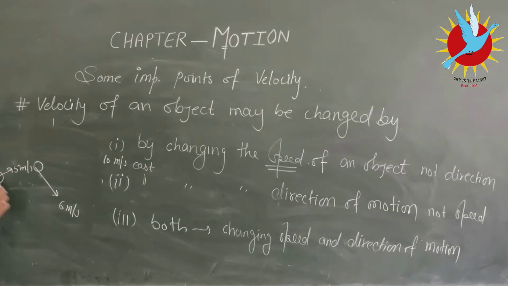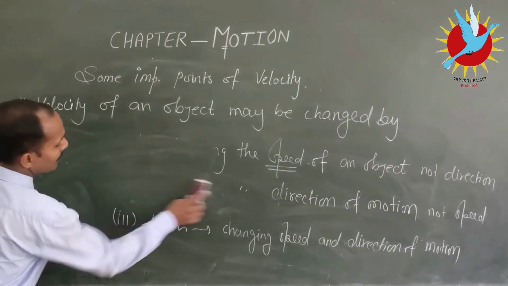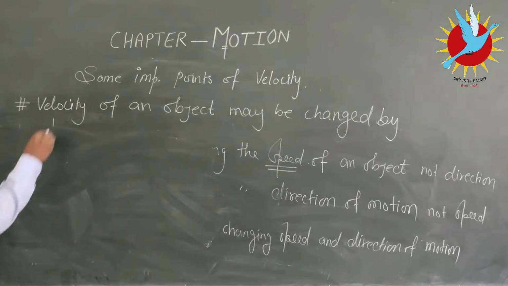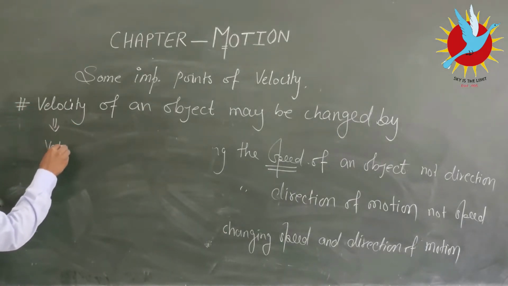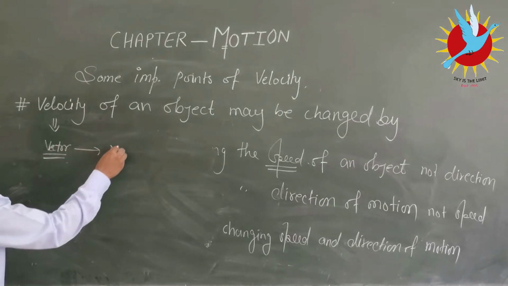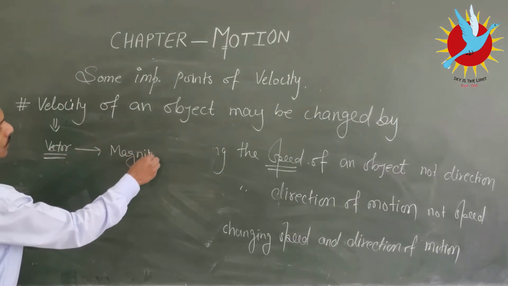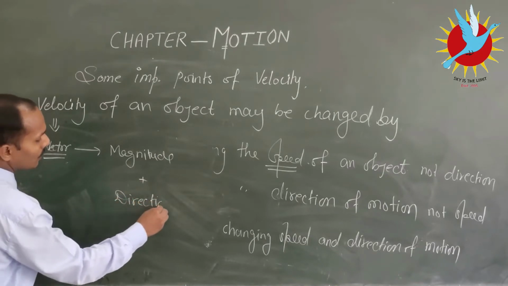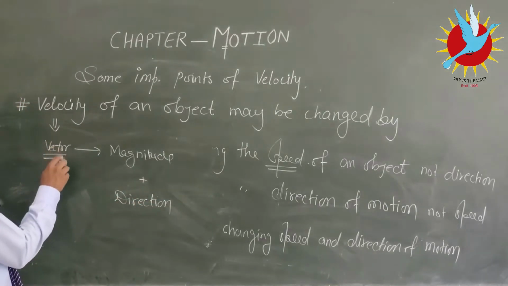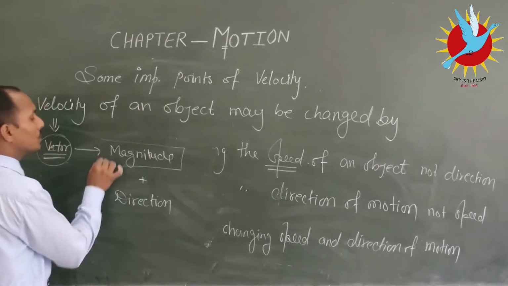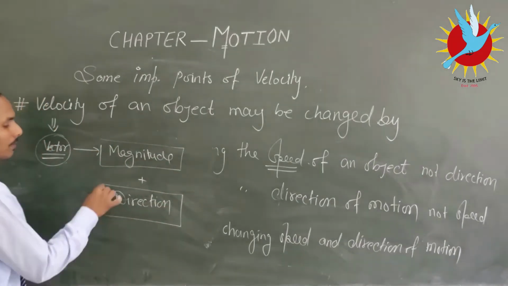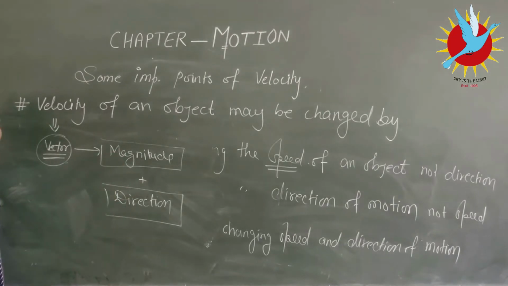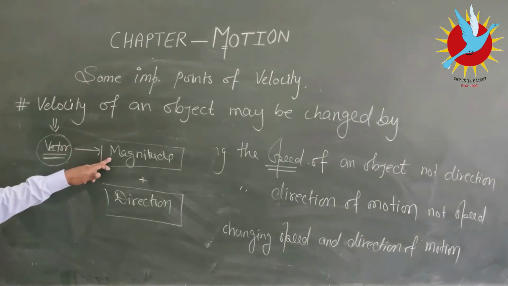Why do we take both here? Because velocity is a vector quantity. A vector has magnitude as well as direction. So how does a vector change? A vector changes when its magnitude changes, or when its direction changes, or both change. That's why velocity may change when the magnitude changes, for example 5 meter per second to 10 meter per second.